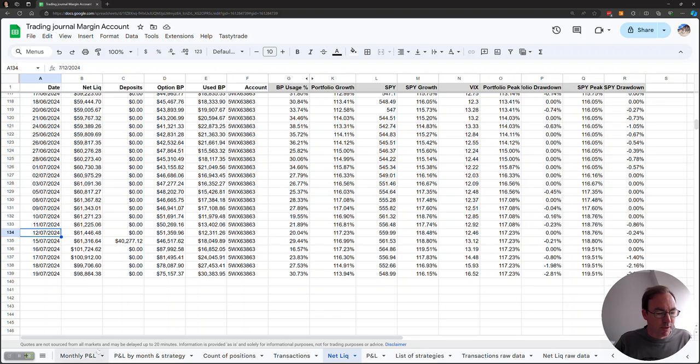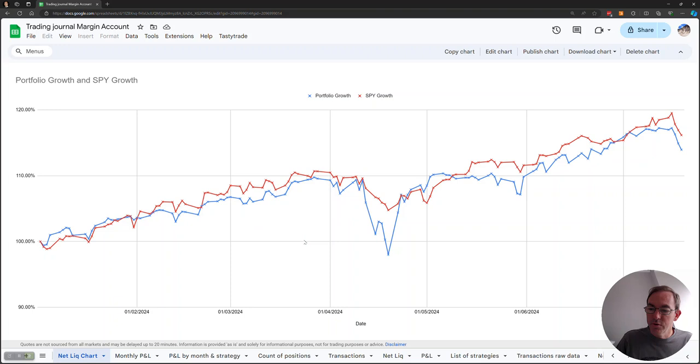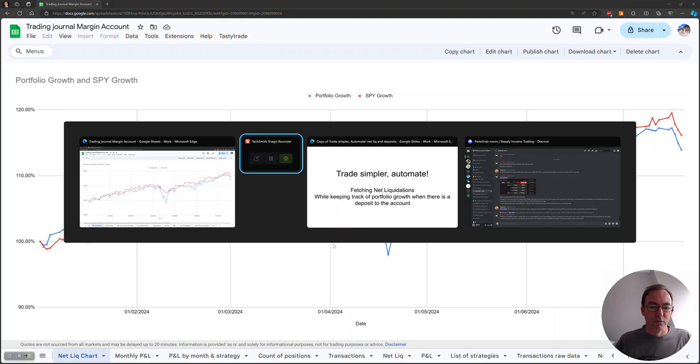And if you were to look at the chart, let's have a look here if I can find it. The net liq chart: you can see we had some deposit, and the percentage is fine, it is calculated correctly. Obviously we are seeing a bit of a drawdown here, but nothing special, nothing to be worried about.